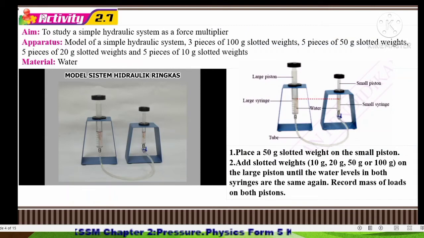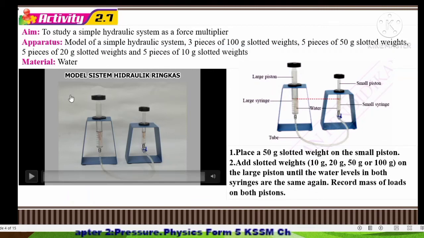You can refer to your textbook activity 2.7 to study a simple hydraulic system as a force multiplier. Apparatus required is a model of a simple hydraulic system, 3 pieces of 100 grams slotted weights, 5 pieces of 50 grams slotted weights, 5 pieces of 20 grams slotted weights, and 5 pieces of 10 grams slotted weights. The liquid used in this model of hydraulic system is water.